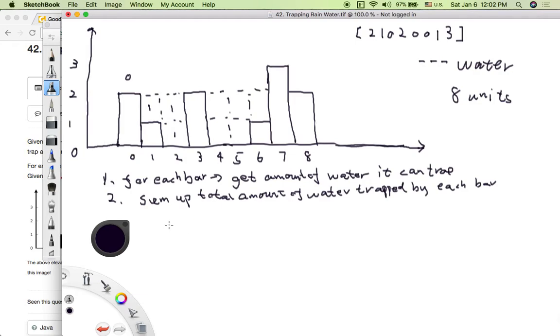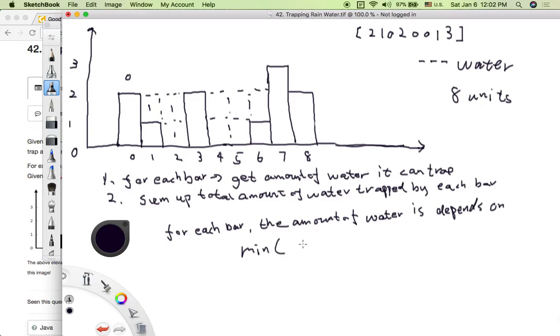So we should notice that for each bar, the amount of water depends on the minimum of the left highest bar and the right highest bar.